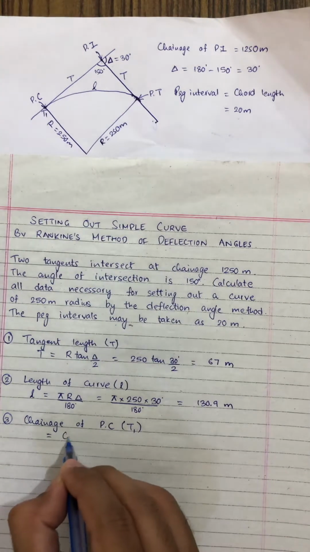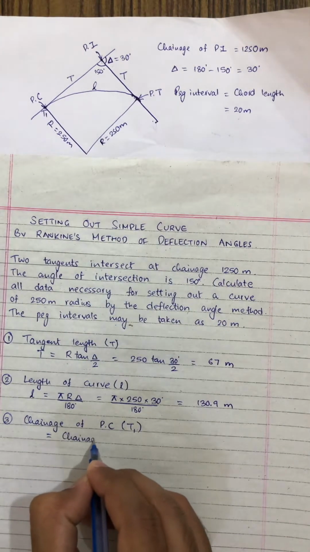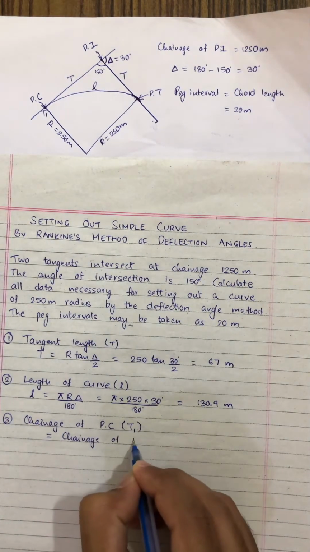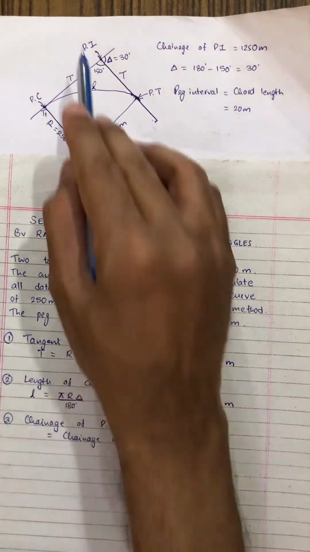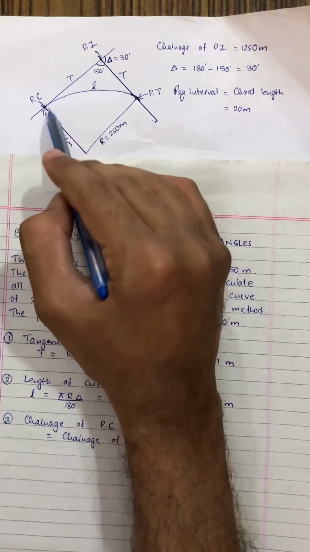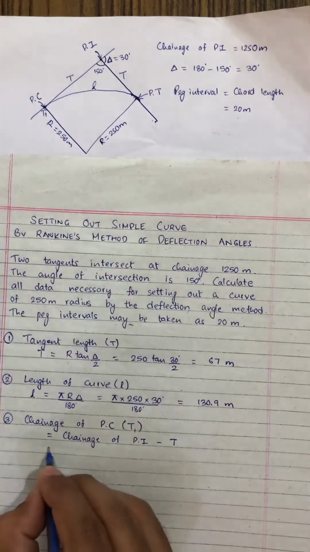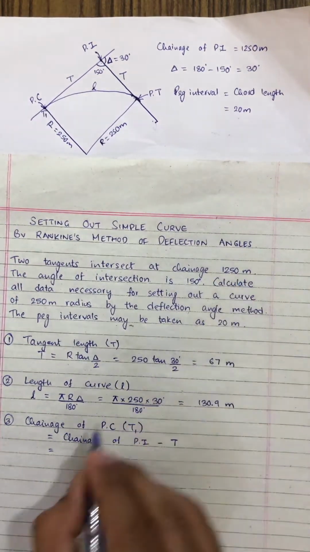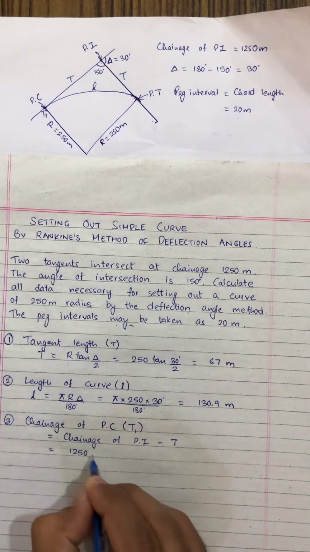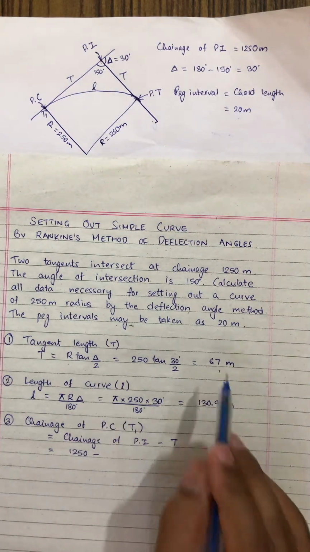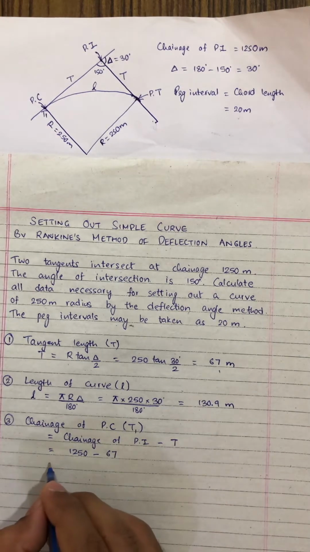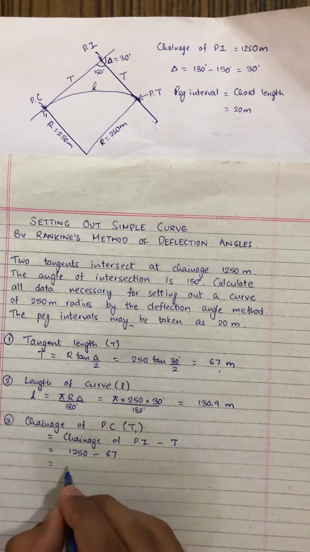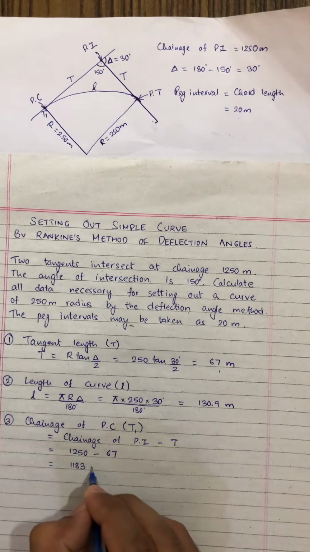So this is equal to chainage of PI minus this tangent length T. Chainage of PI minus tangent length, you will get the chainage of PC. So chainage of PI is given as 1250 minus tangent length is given as 67. So this chainage of PC value comes out to 1183 meters.